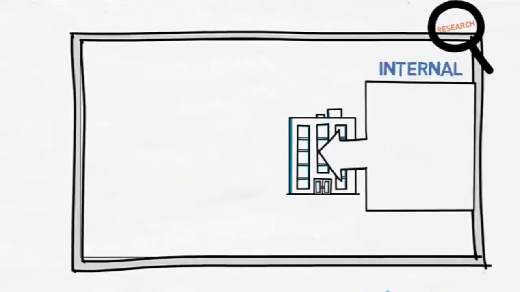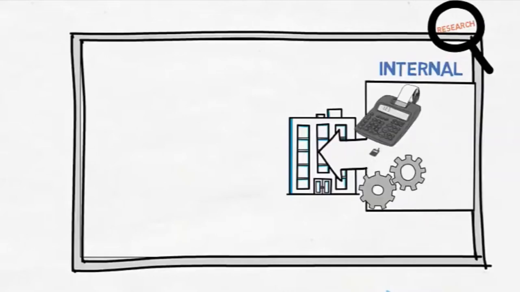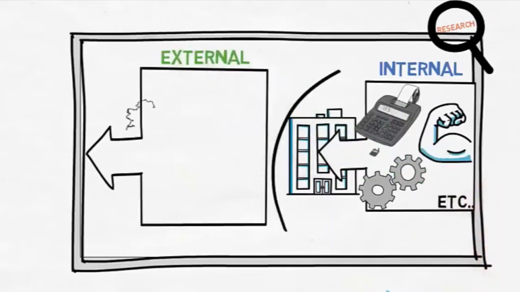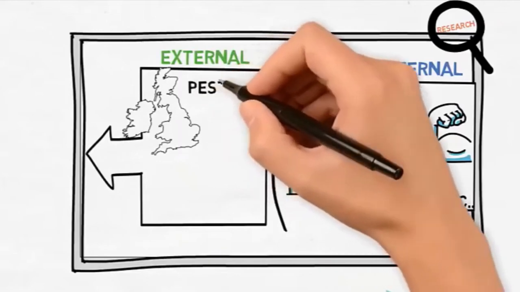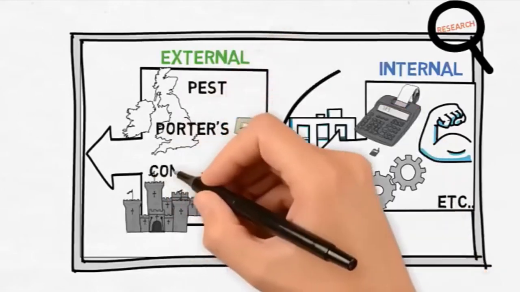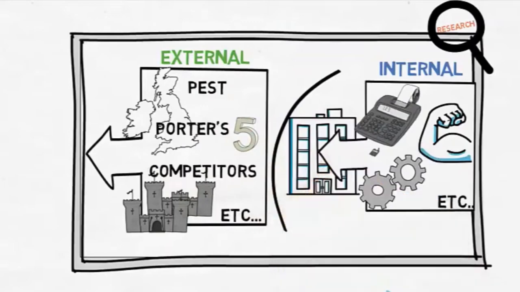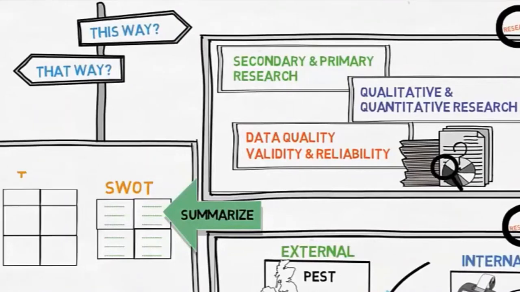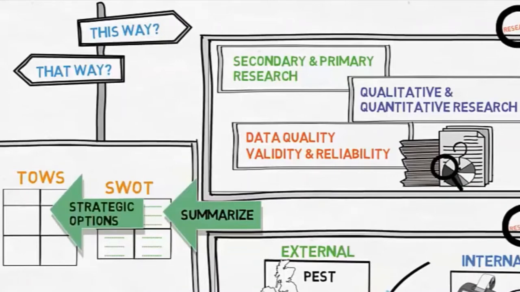Internal analysis, which could include a look at the company accounts, current business model, core competencies, and others. And external analysis such as PEST, Porter's 5 forces, competitor analysis, and others. And ultimately, they might summarize all their research in a SWOT analysis. This might be followed by a TOWS model in order to identify several strategic options to choose between. This will enable them to make informed strategic decisions about which direction to take.